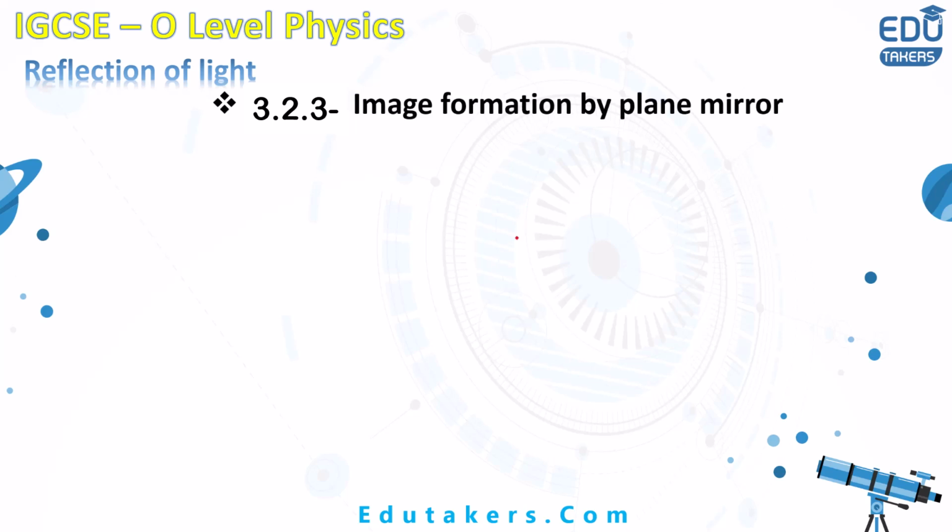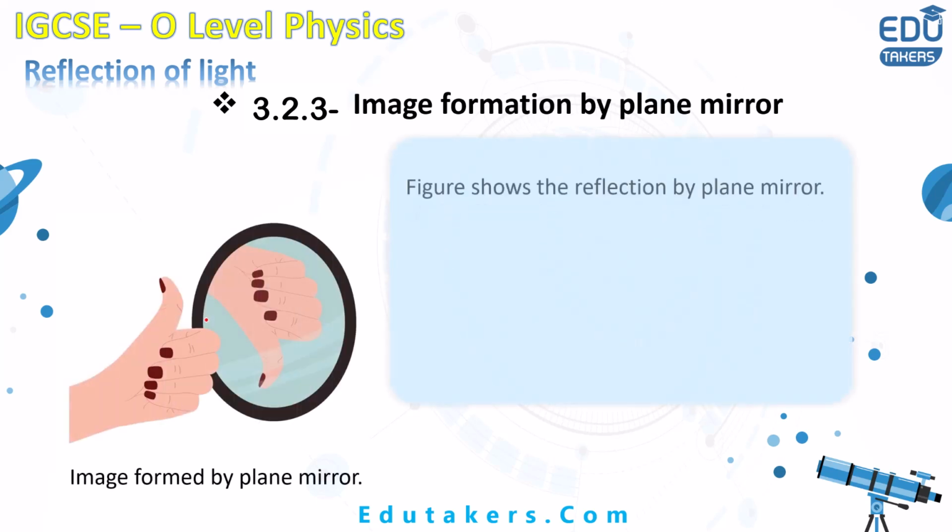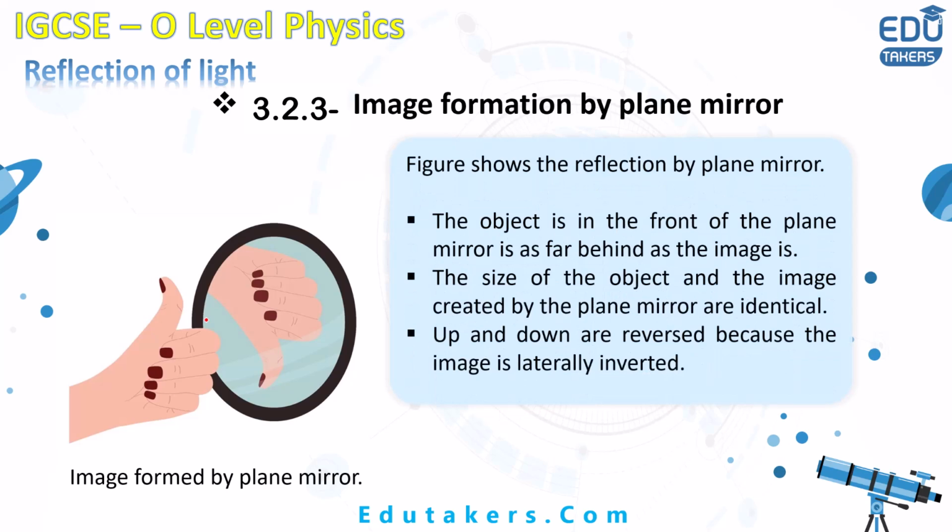Image formation by the plane mirror. How the image is formed by the plane mirror. First of all, you can see here is a hand that is placed in front of a plane mirror. Its image is formed on the other side of the plane mirror. It is just like that. At the center here is a plane mirror.